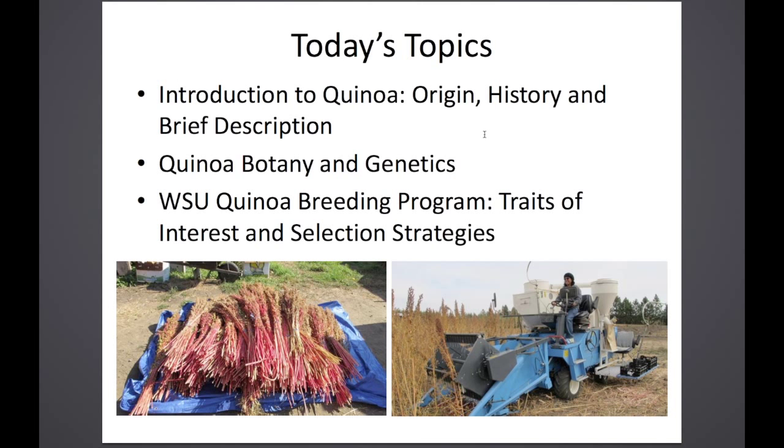Okay, so these are the topics I'd like to discuss today. Part one will be an introduction to quinoa, a little bit about the origin, history, and then a brief agronomic and nutritional description as well. And then part two, I'll briefly go into quinoa botany and genetics. I'll try and keep those two relatively short. You can ask me questions on them later, and then spend most of the webinar on our quinoa breeding program here at Washington State University: what are our hybridization and selection strategies, and then what traits we're really interested in selecting for.